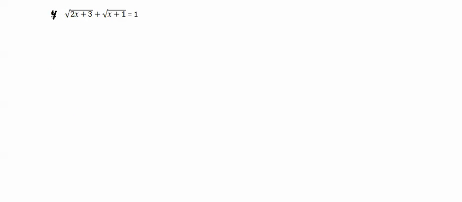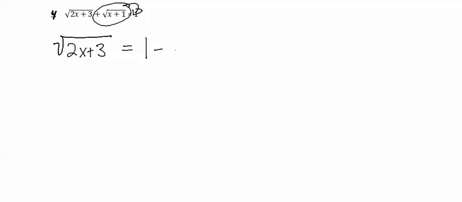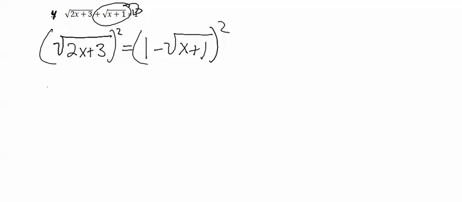Alright, and our last example for the day is going to be example number 4. You'll notice this one is different because it has 2 square roots in it. So we're still going to try to isolate one of the radicals, so we'll bring this over to the other side. We'll have the square root of 2x plus 3 equals 1 minus square root of x plus 1. I'll square both sides, and we'll get 2x plus 3 equals, and because this is a binomial, I am going to have to FOIL it.